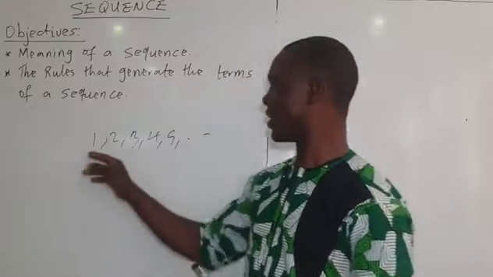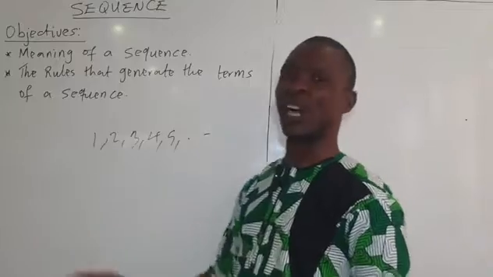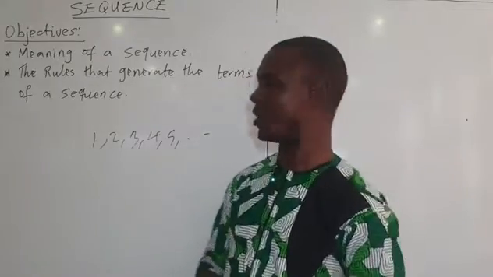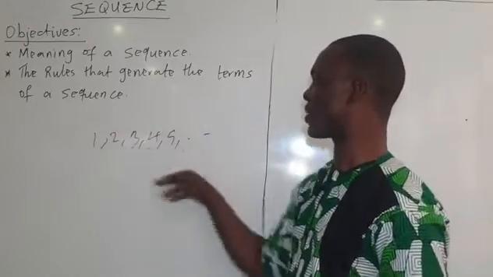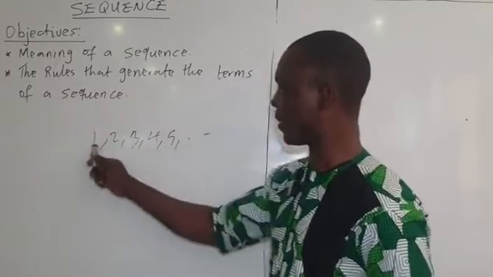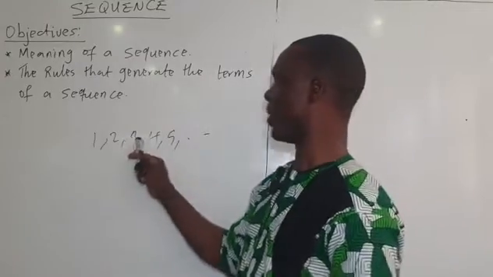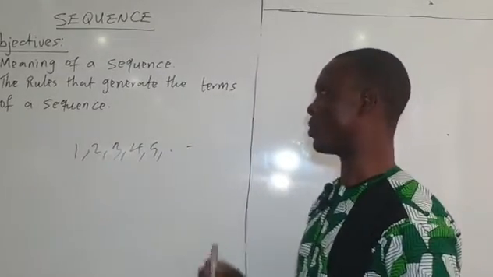Each number in the sequence is known as a term. What do I call it? Each number in a given sequence is known as a term. Like this first number here, 1 is the first term, 2 is the second term, 3 is the third term, and so on like that.